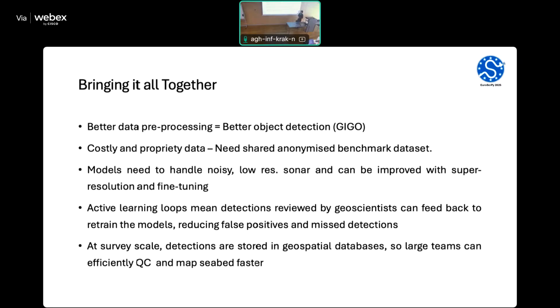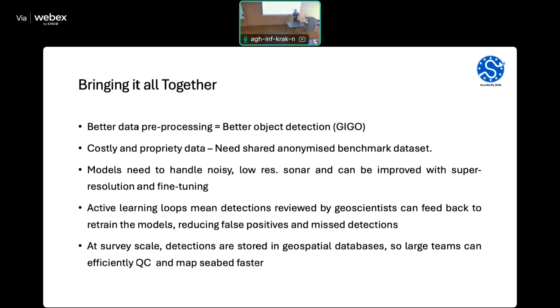Now, at survey scale, detections are stored in geospatial databases, so large teams can efficiently QC and map the seabed faster. This is quite important because if we are going to spend millions of pounds or euros or dollars on developing offshore engineering infrastructure, I would not trust the prediction from a black box machine learning model. I want surety, I want accuracy and reliability in my predictions. And this is why this stage is important.